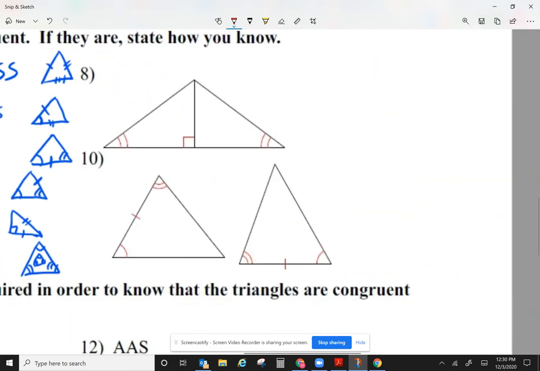Let's take a look at number 8. I can say this angle is 90 degrees. I can say this side is marked because they both use it. Let me take a look at one of my triangles.